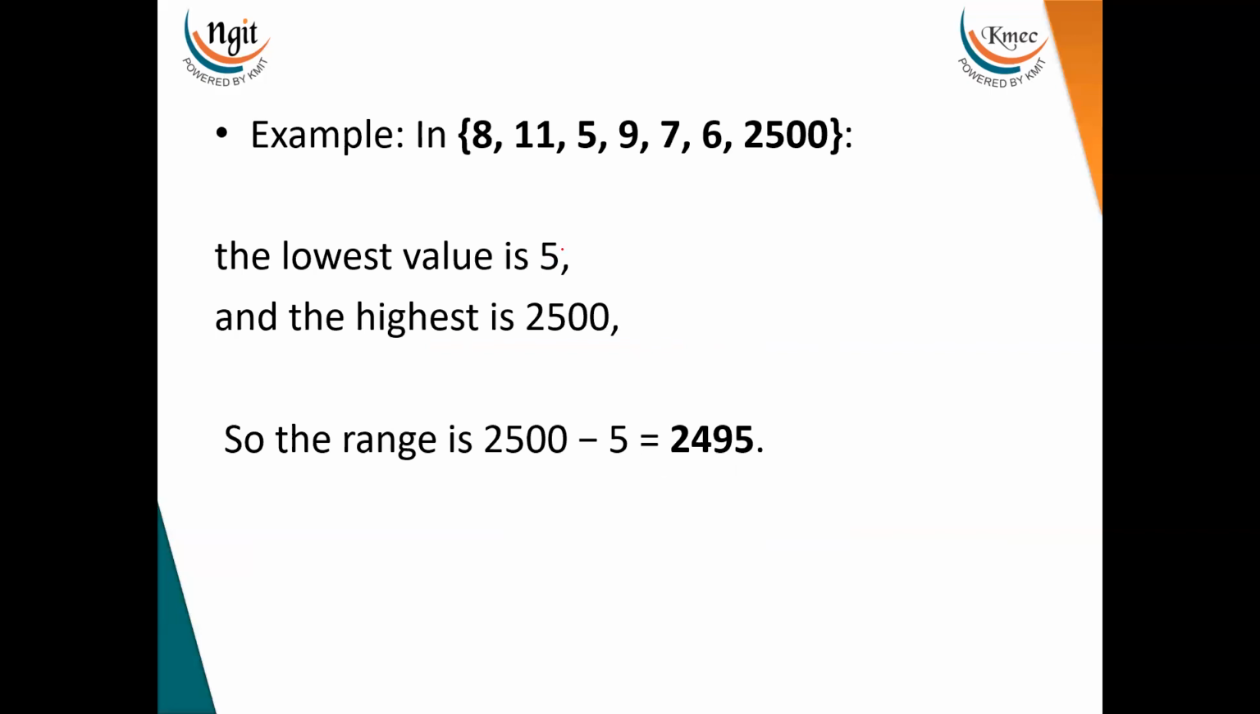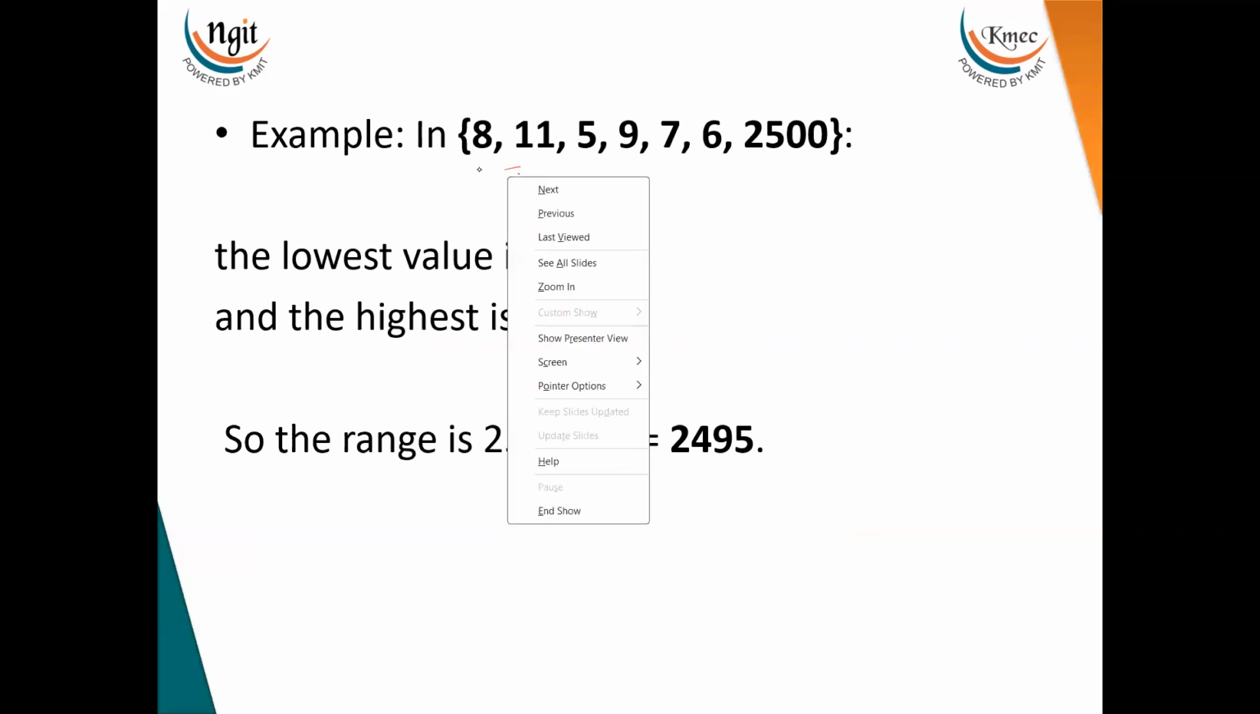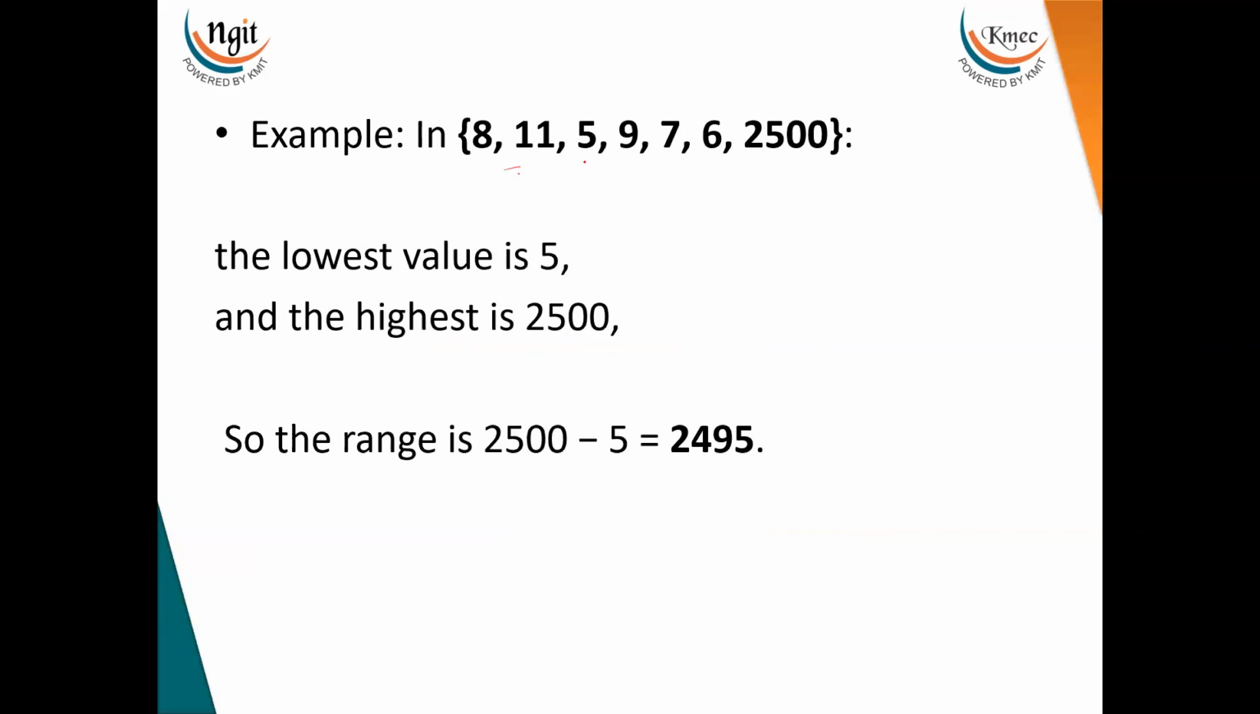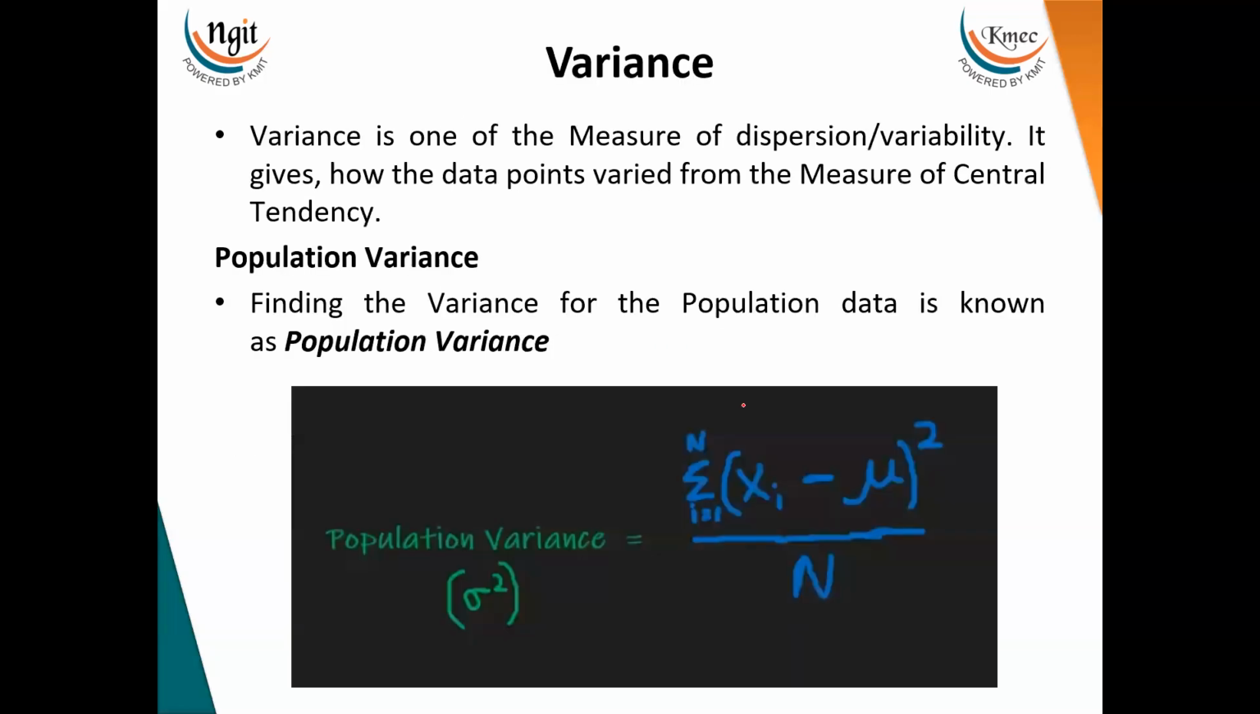Let me explain with a simple example. This is a sample data set given. By seeing this, one can identify the lowest value is 5 and the highest value is 2500. So the range is 2500 minus 5, equal to 2495. This is how we find the range of a given data set.